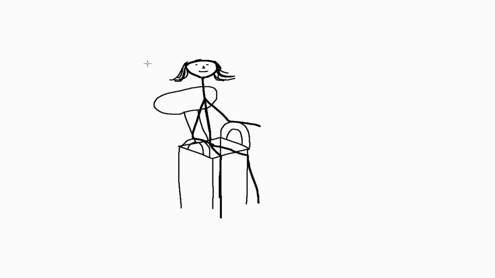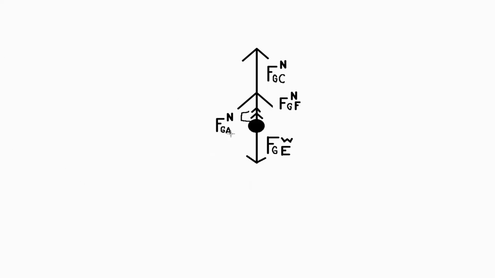We will start off by sketching this scene. Here's the girl and the chair. Now we need a coordinate system. Here is the positive direction for both the x and y axis. Next we need to draw a free body diagram. Here's our free body diagram with all the forces labeled.